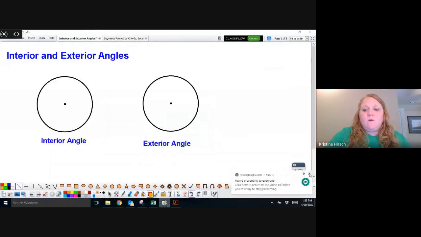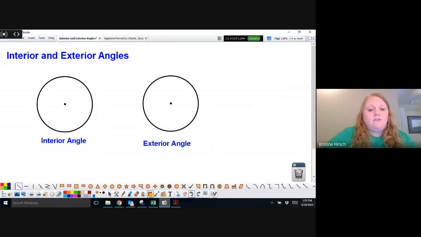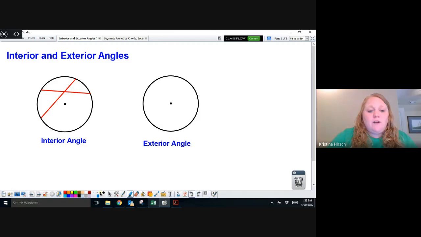All right, so first of all, I want to show you what it means to be interior. So interior, for what we're going to be looking at, is mostly going to be formed by chords, but those chords could actually turn into secants. It doesn't really matter if they extend beyond the circle or not, but what we're looking at is what are these angles that are formed.